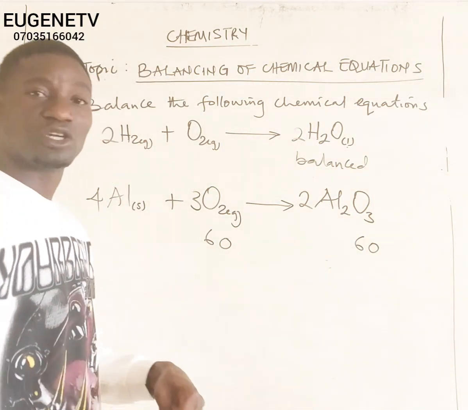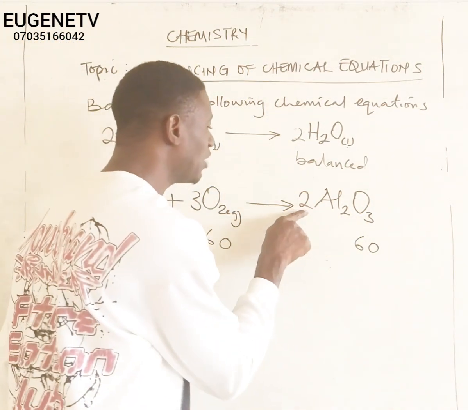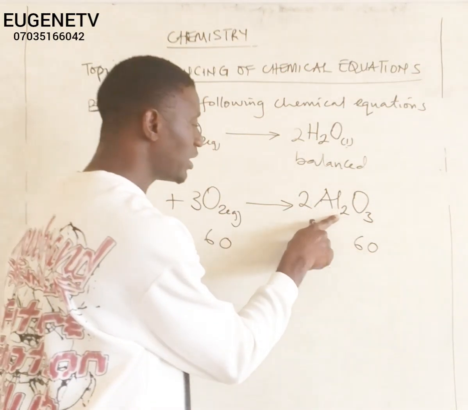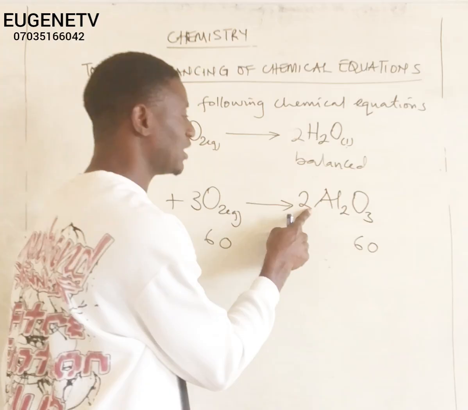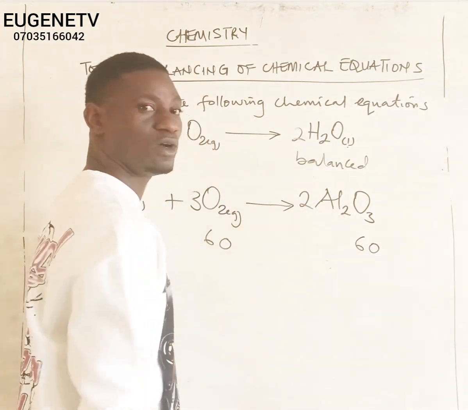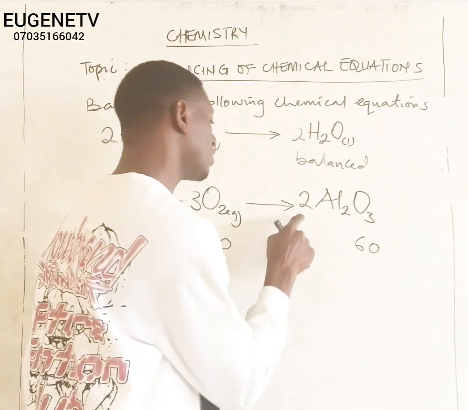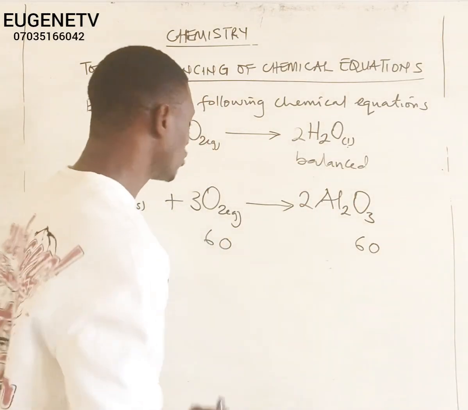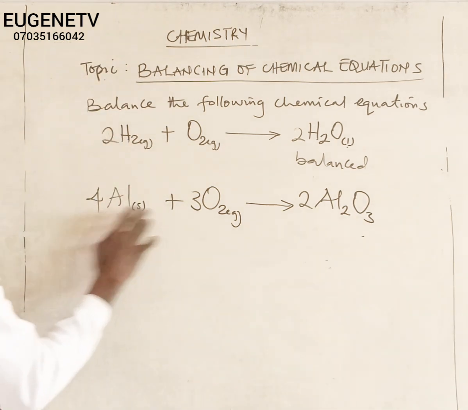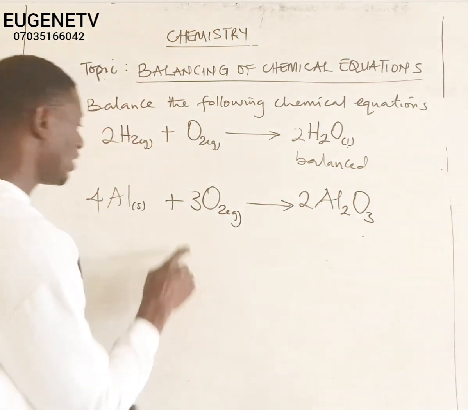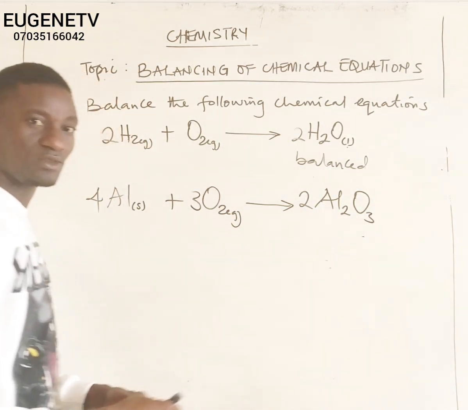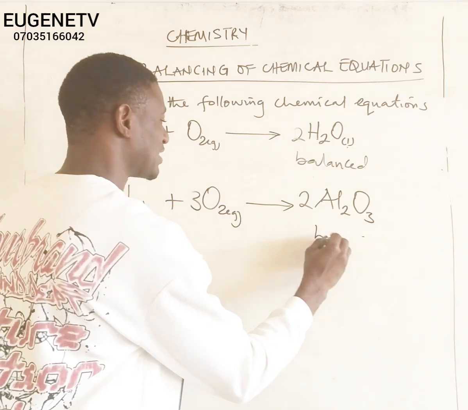Remember, if a coefficient or a number is placed before a formula, that number will affect everything that is in that formula. We are having 2 aluminium already, so because of this coefficient 2 that has been placed before here, it will now mean 2 times 2 aluminium, which makes it 4. The oxygen that was already 3 will now be 2 times 3, which makes it 6. So from what we have done here, we have 4 aluminium on the left, 2 times 2, 4 aluminium. We have 6 oxygen on the left, 2 times 3, 6 oxygen, which makes the equation balanced.